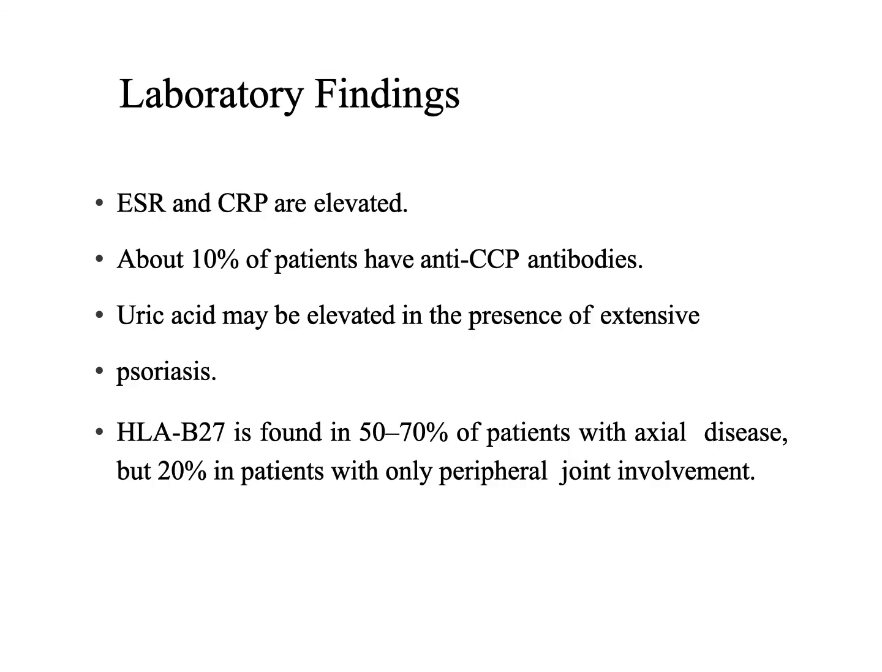Laboratory findings include raised ESR and CRP levels. About 10% of the patients have anti-CCP antibodies. Uric acid may be elevated in the presence of extensive psoriasis, and HLA-B27 is found in 50 to 70% of the cases with axial disease, but 20% in patients with only peripheral joint involvement.